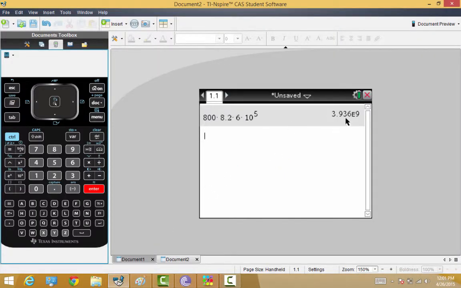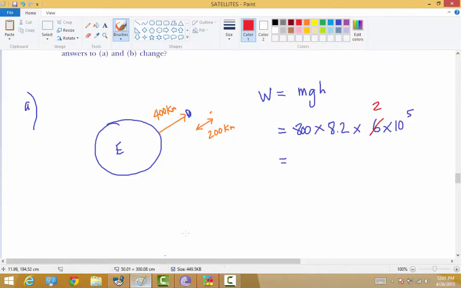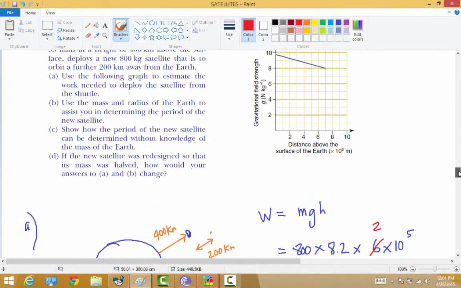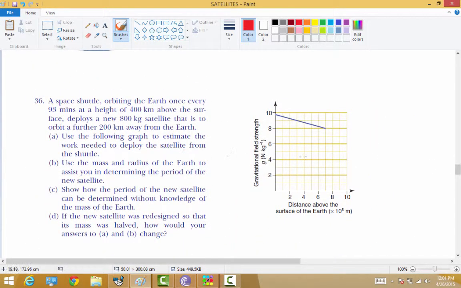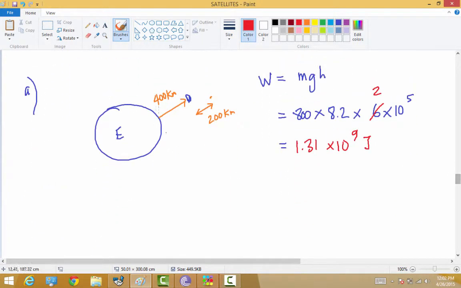And go back to the calculator. Right, so it should have been 800, 8.2 times 2 times 10 to the power 5, and that's the right answer, 1.31 times 10 to the 9 joules. Okay, those who have this question in their books, you can check the answers and you'll find it's the right answer.